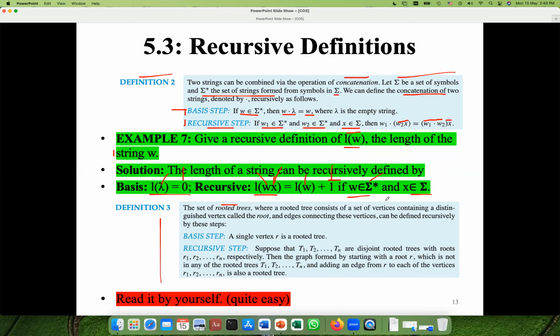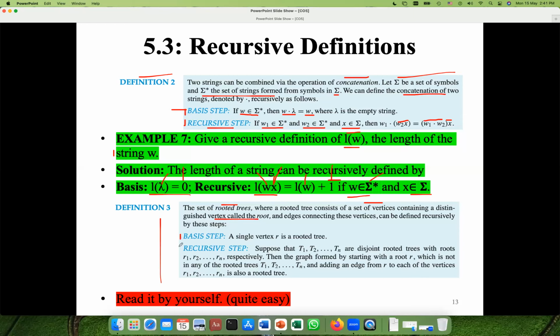So a rooted tree consists of a set of vertices containing a distinguished vertex called the root. A rooted tree can have different nodes, but also a node at the top, which is called the root, the starting node. You know the definition of the root node. And from that root node, you have further edges, and the other vertices are connected with the whole tree by those edges.